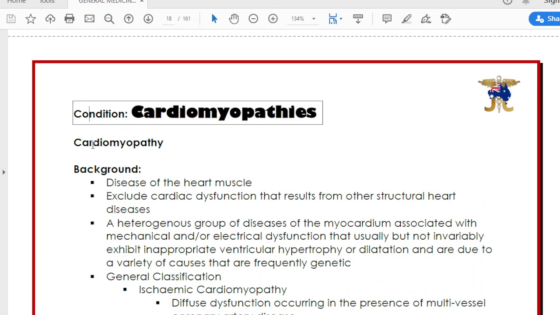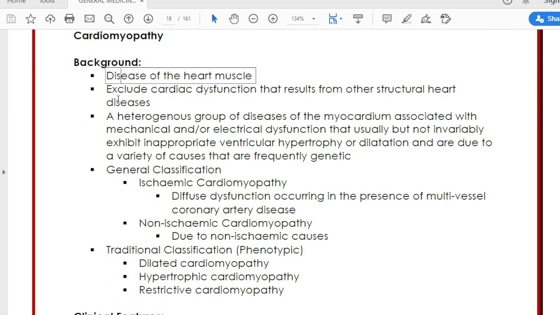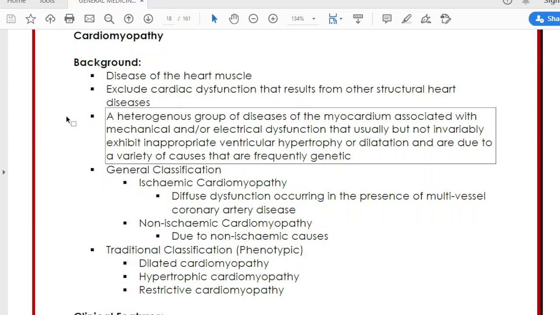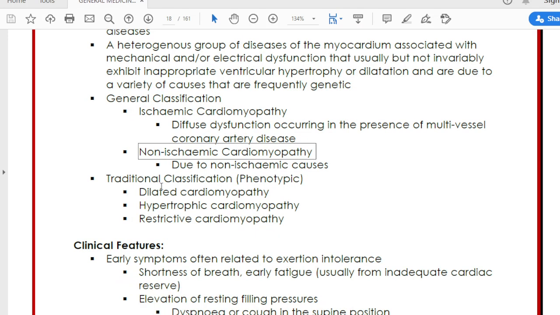Condition, cardiomyopathies. Cardiomyopathy. Background. Disease of the heart muscle. Exclude cardiac dysfunction that results from other structural heart diseases. A heterogeneous group of diseases of the myocardium associated with mechanical and/or electrical dysfunction that usually but not invariably exhibit inappropriate ventricular hypertrophy or dilatation and are due to a variety of causes that are frequently genetic. General classification. Ischemic cardiomyopathy. Diffuse dysfunction occurring in the presence of multivessel coronary artery disease. Non-ischemic cardiomyopathy. Due to non-ischemic causes.